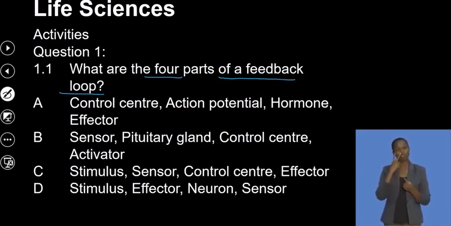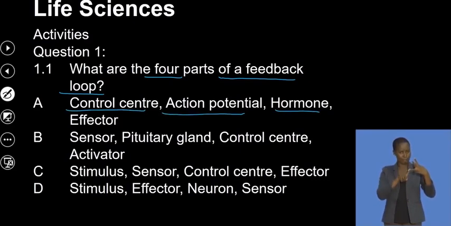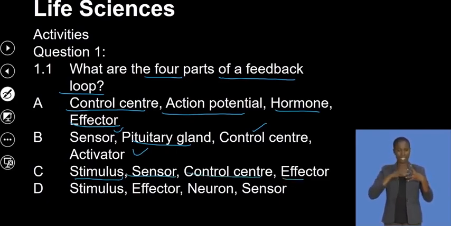So A: the control center, action potential, hormone, and an effector. B gives you a sensor as being one part, the pituitary gland, the control center, and an activator. C: the stimulus, a sensor, a control center, and an effector. This seems to be the most correct option.